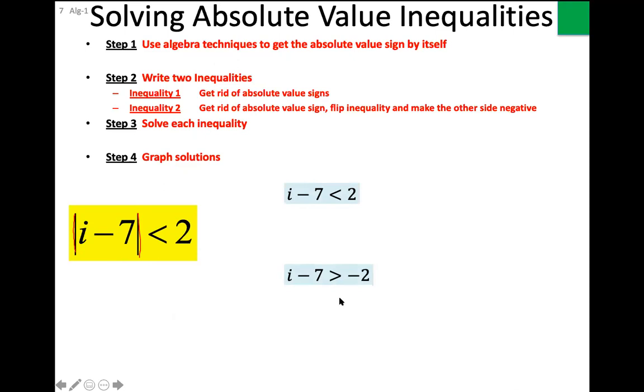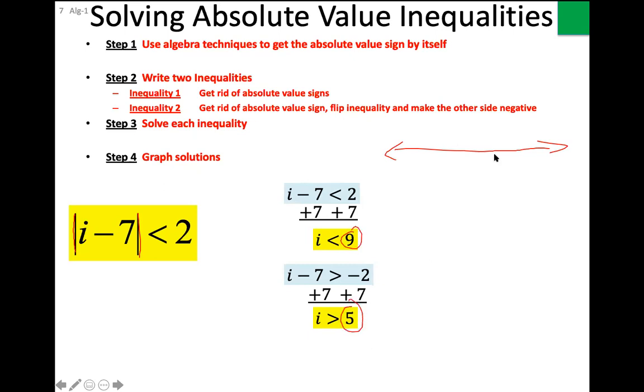Solve each one separately. Looks like we got to add 7 to both sides. 7 minus 2 is 5. For me, I don't overthink this. I simply draw a number line. You're going to have 2 numbers. One will be big, one will be small. Put the small one on the left, put the big one on the right. Figure out if it's open or closed circle. Both of these are open circles. And then do what it says. It says the solutions are smaller than 9, but bigger than 5.